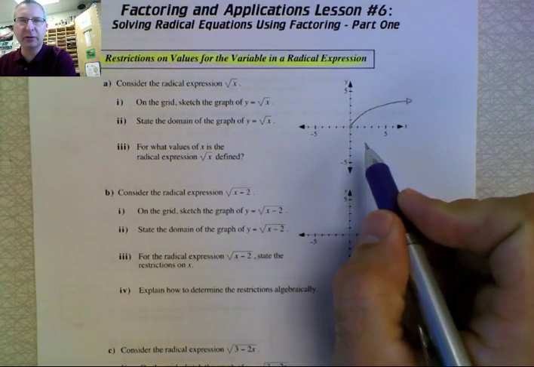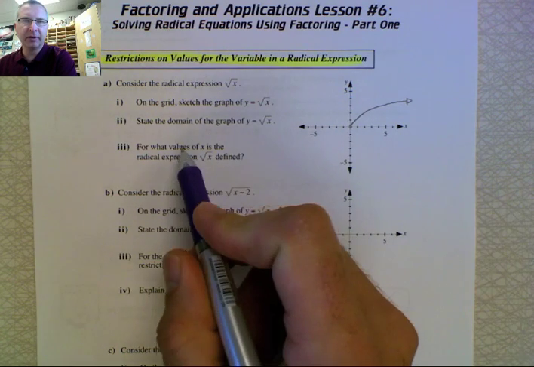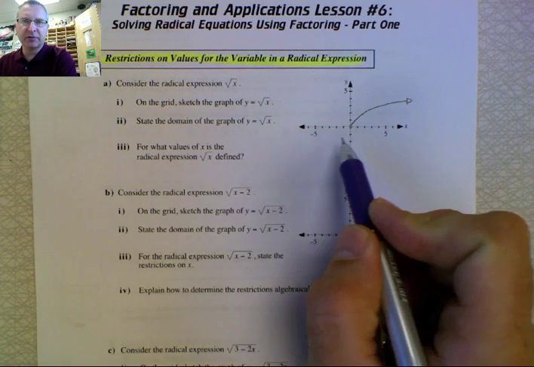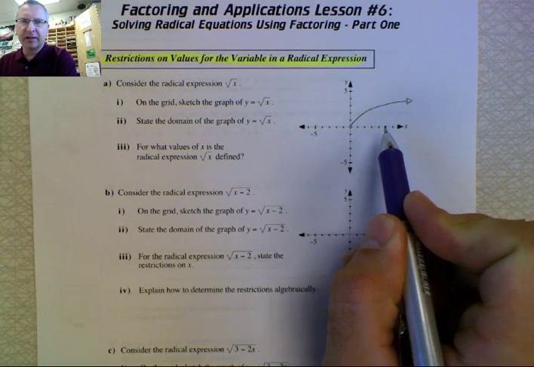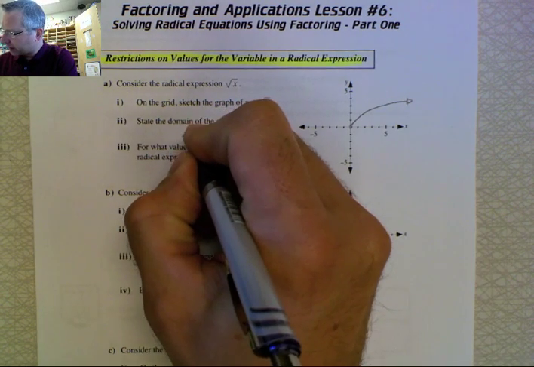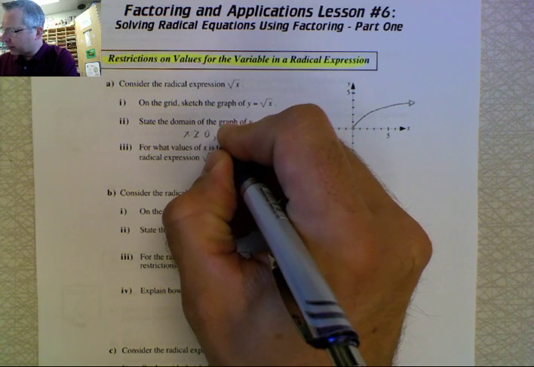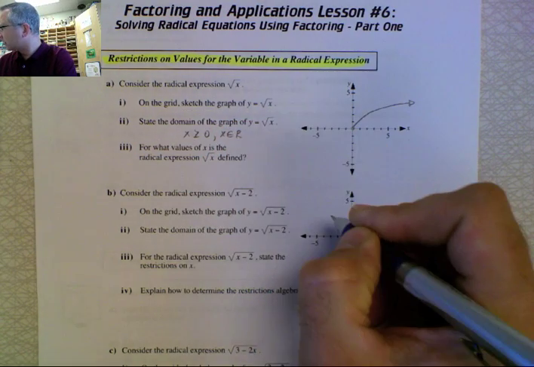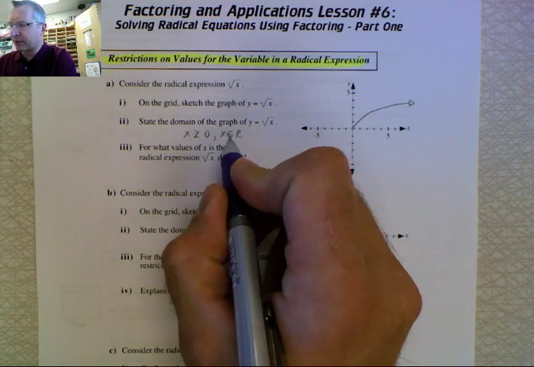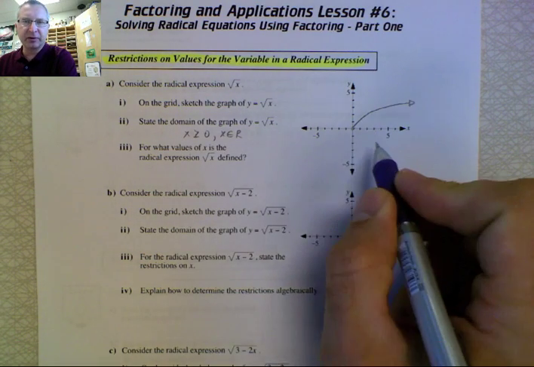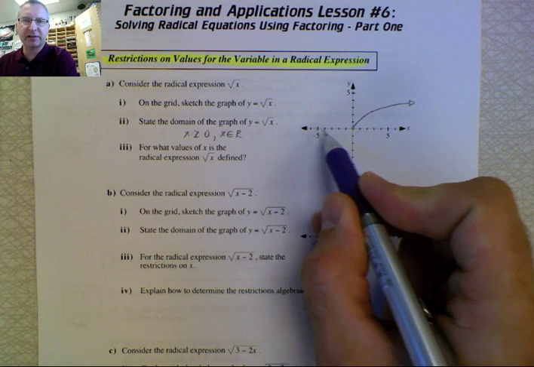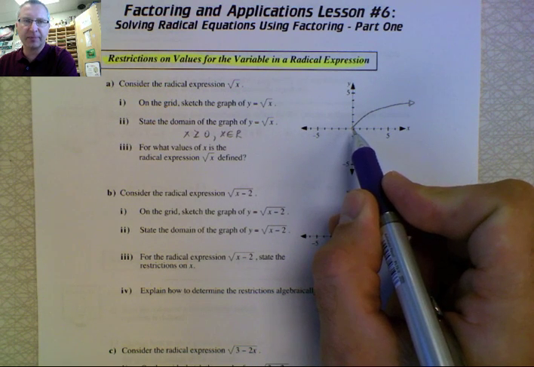Now it says state the domain of this graph. Remember, domain is the x values. So if we look at this graph, the domain for this particular graph is x is greater than or equal to 0. And you will also see it sometimes stated with an x ∈ R at the end. That means x is all real numbers greater than or equal to 0. We don't have any x values less than 0 because this graph actually stops at 0.